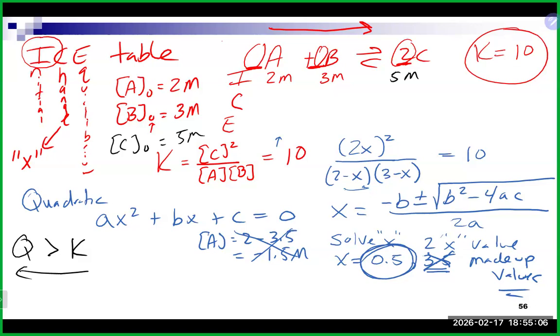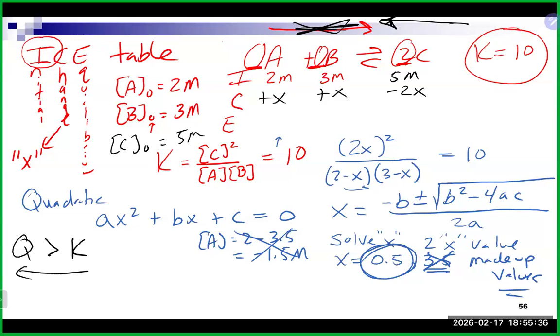How would that affect my change line? That would mean that the reaction's heading not in this direction, right? But it's heading in this direction, which means my product actually would be decreasing and my reactants would be increasing, right? So it would change the pluses and minuses if you were in that situation. So that is the second place where Q could come into play.